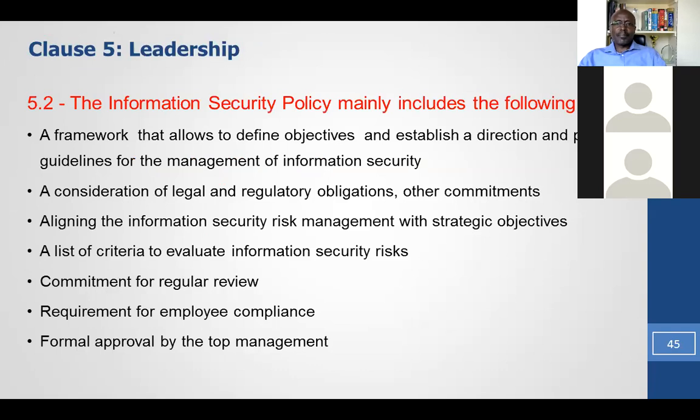5.2, information security policy. It would include some of these issues, like a framework that allows to define objectives and establish direction and policy guidelines for the management of information security. So we'll not go into the details of information security policy, but 5.2 is where now the information security policy is required. So it will guide you. If you go to ISO 27002, it will give you guidelines or advice on exactly how you can ensure that your information security policy will meet the requirements. But so long as it meets all those things, then it will be admissible and it does not have to be done in that particular way.